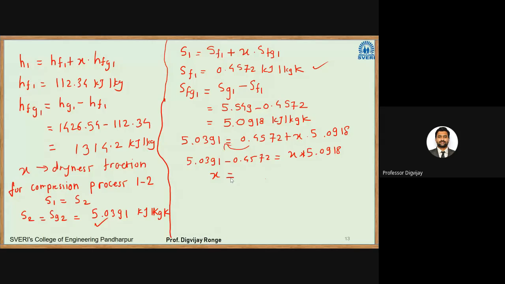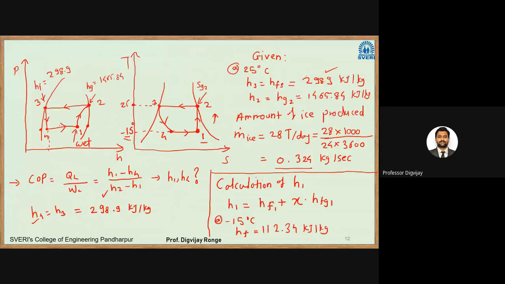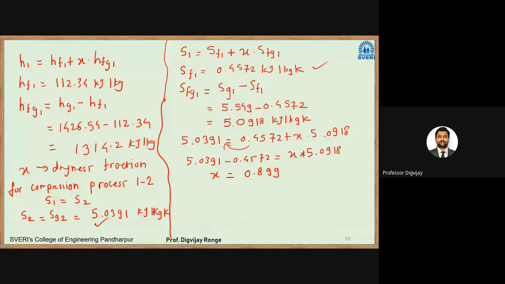Okay, so I'll take that answer 0.899. So this way we have calculated the x value. Why do we need the x value? Let me just revise here. We are in the calculation of h1. In that we had the value of hf1, we had the value of hfg1, but we didn't have the value of x. So now I can calculate the value of h1.